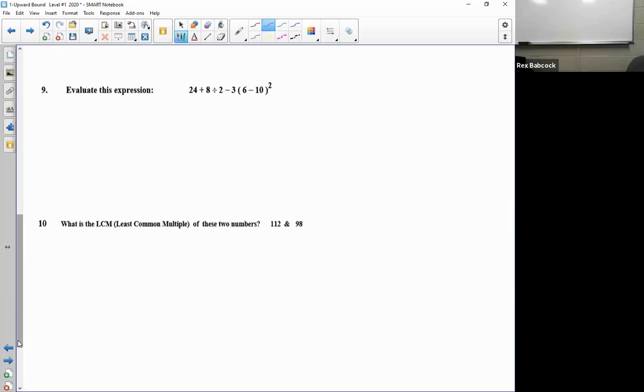Well, if you used your calculator, it would work just exactly the way it is. You don't need any brackets or parentheses. If I entered it just like this, I'm going to do it by hand. So I do the parentheses first. 6 minus 10 is a negative 4. First step. Do the square next.